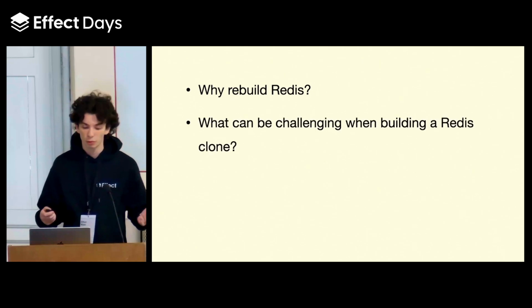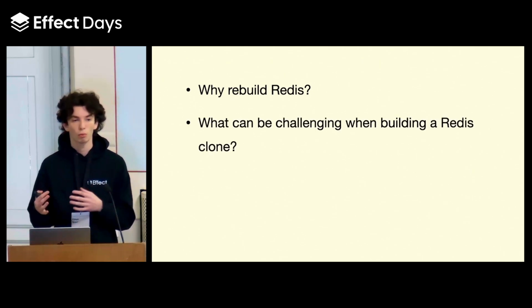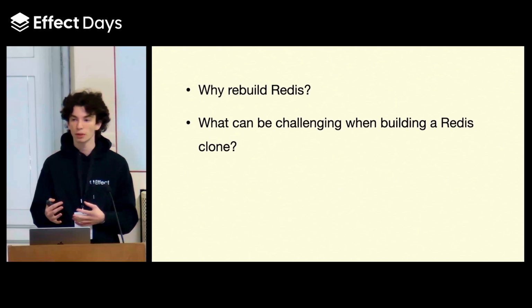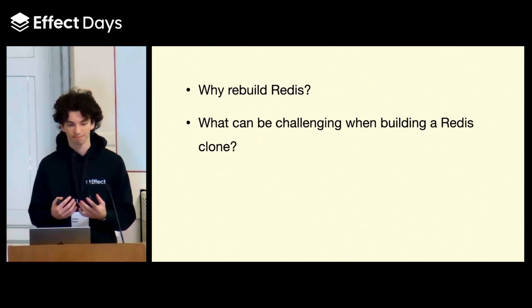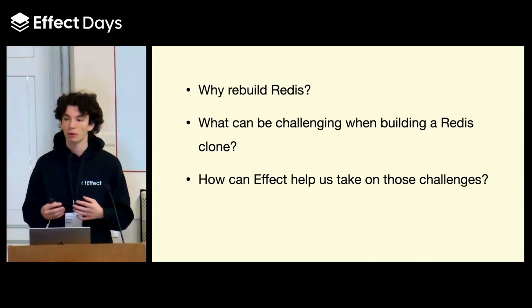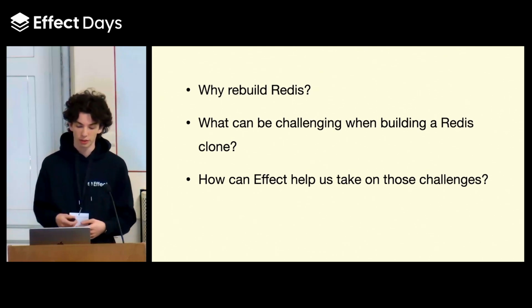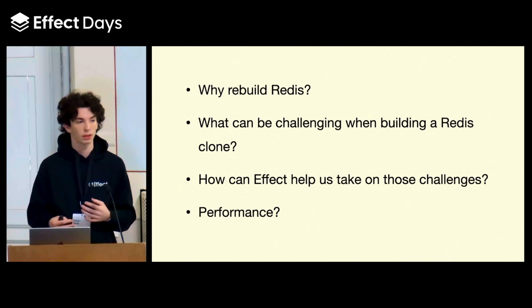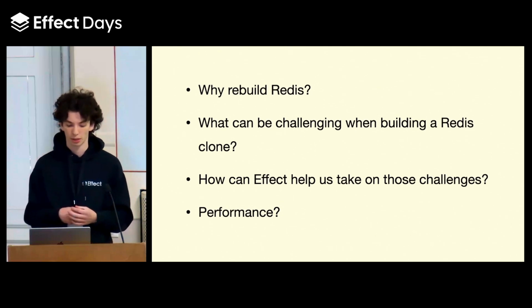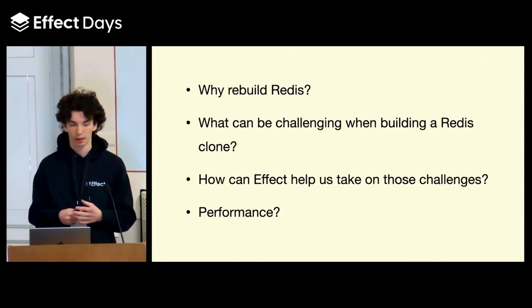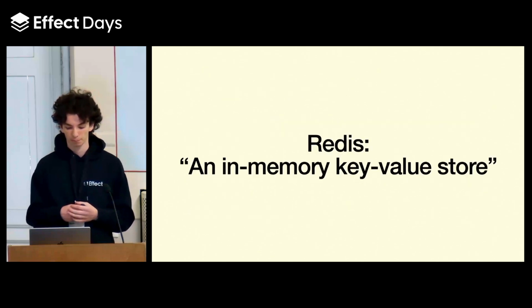And then, assuming we have a good reason to do this, I'm looking at what Redis represents and its different components and what might be hard about implementing those things. And then, of course, we're all here for Effect, so how can Effect help us take on those challenges? And then the last thing I wanted to look at was a brief analysis of performance and how that comes into play with Effect.